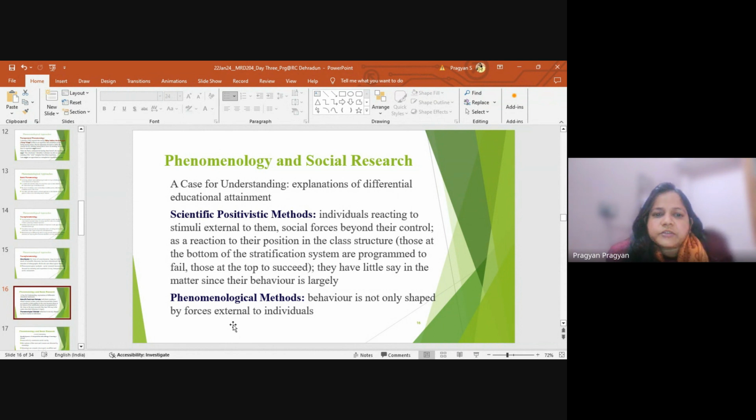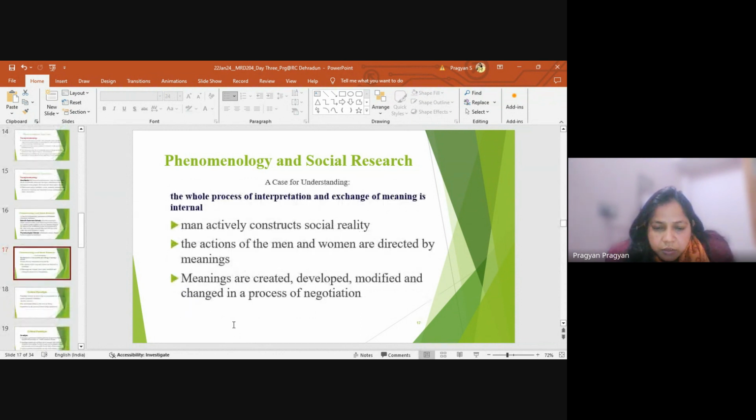So there are so many factors that are actually left ignored. But in phenomenological methods, we basically try to incorporate those factors as well. So the overall understanding of phenomenological perspective says that man actively constructs social reality. That means this social reality is not going to be common and universal for all the members of a single society. Why? Because due to their socio-cultural background, these different individuals can construct different kinds of social reality.